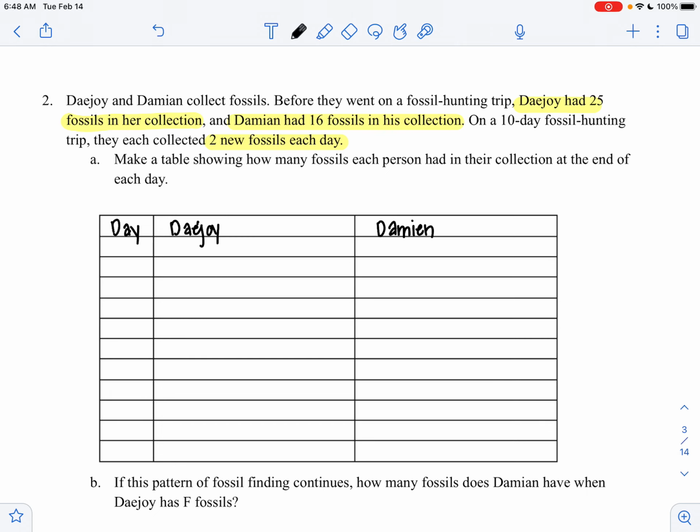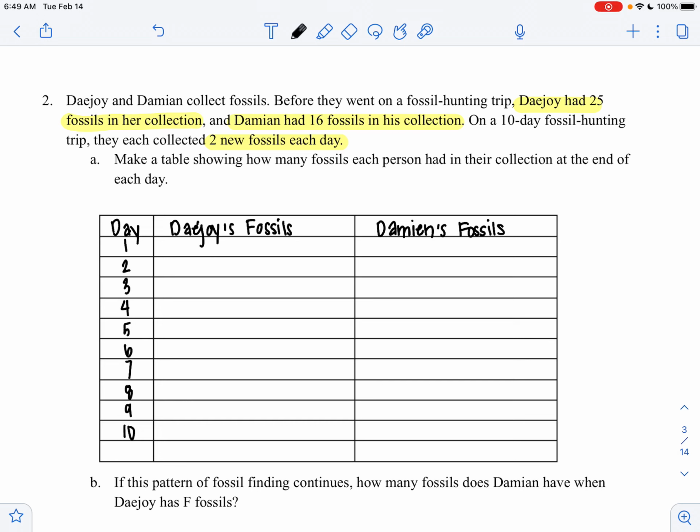But we need a little bit more than that because we want to identify what the column is counting. I know that both columns are counting how many fossils we have. It's always helpful to be as specific as possible. And they go on this hunting trip for 10 days. So I wrote 10 days.